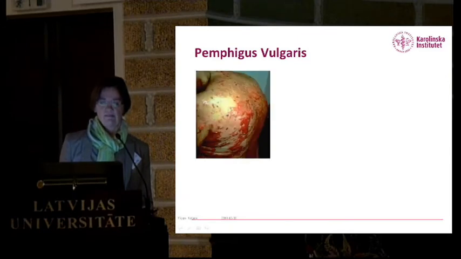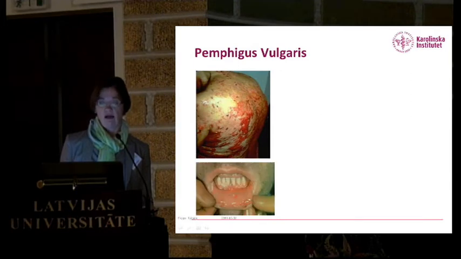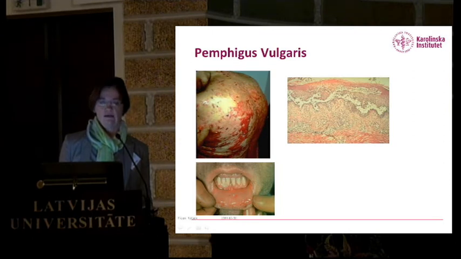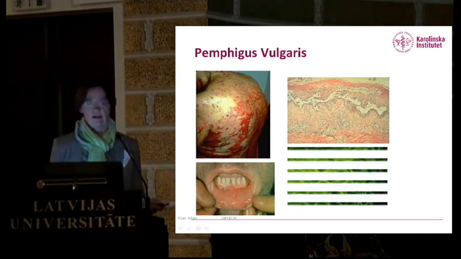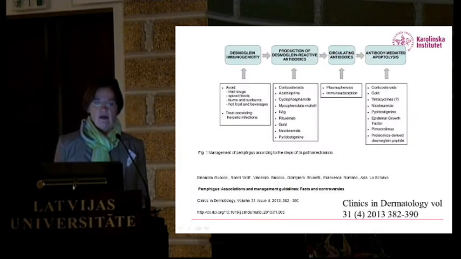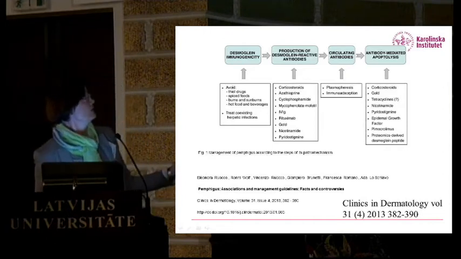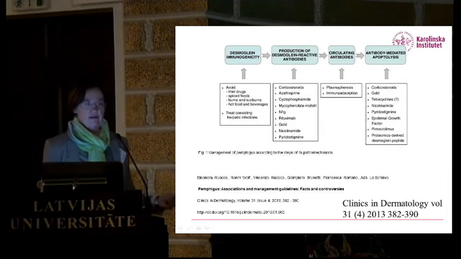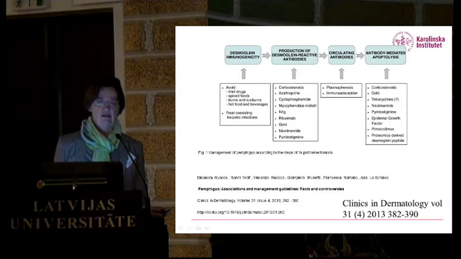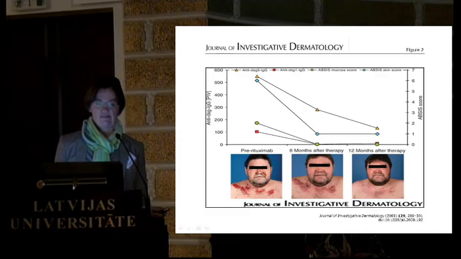In pemphigus, we found these very superficial blisters where we rarely see the blisters themselves, also with a lot of mucosal involvement and the typical intraepidermal blister with acantholysis. In a recent and very comprehensive review in Clinics in Dermatology, you find an interesting algorithm of treatment from the pathogenesis, where we know quite a lot of that now, with the production of desmoglein reactive antibodies directing the phenotype of the disease.